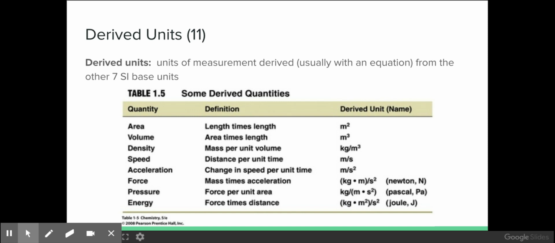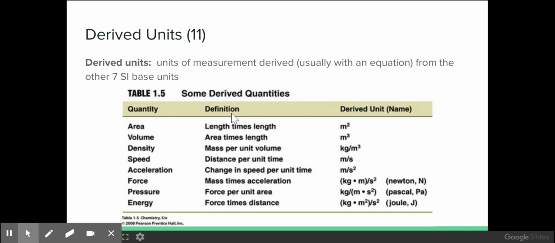We're going to start off our discussion today with derived units because density is a derived unit. Derived units are units of measurement that are derived, usually with a math equation, from the other 7 SI base units. So here's an example: area. The definition of area is length times width.